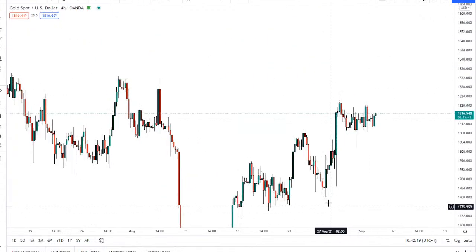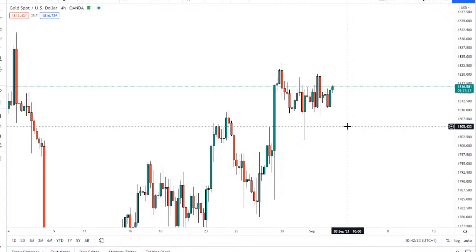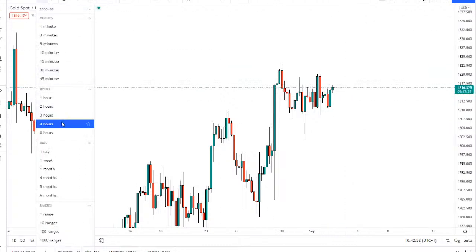Gold, another pair, still moving sideways. A lot of pairs are moving sideways. Well, actually no, I do take that back. A lot of pairs are trending, but besides from those trending pairs, a lot of pairs are consolidating, to be fair. Gold is kind of just moving sideways.